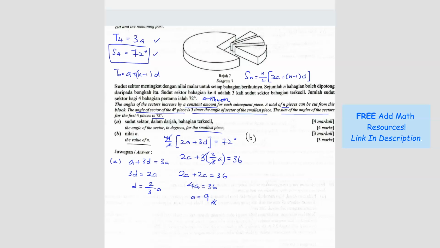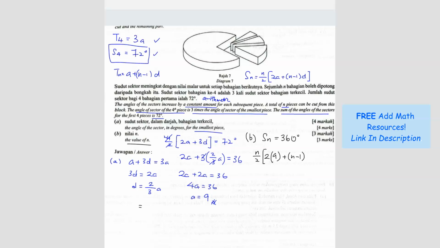Question B. Find the value of n. So n here is the total number of pieces, right? Since it is a full circle, Sn is equal to 360 degrees, because the total angle is 360. So we can use the Sn formula: n over 2 times 2a plus n minus 1 d. Okay, what is a? a is 9, right? So 2 times 9 plus n minus 1 d. We haven't found d yet, so we can continue from here.